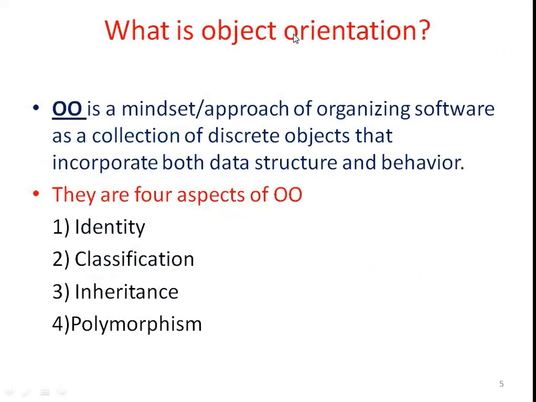The next point is, what do you mean by object orientation? The short form is written as OO. Object orientation is a mindset or approach of organizing the software as a collection of discrete objects, discrete means measurable objects, that incorporate both data structure and behavior, data structure and operations. There are four aspects of object orientation: identity, classification, inheritance, and polymorphism.